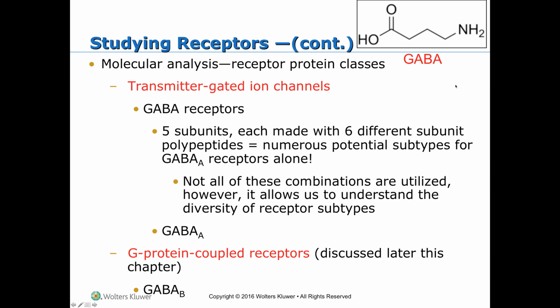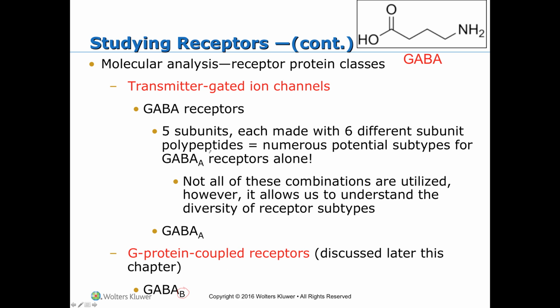Looking at the molecular analysis for receptor protein classes, we can identify receptors as being transmitter-gated ion channels or as G-protein coupled receptors. And some neurotransmitters can have both. Some can act on ionotropic receptors, and some can work on G-protein coupled receptors. One instance is GABA, or gamma-aminobutyric acid, which is the major inhibitory neurotransmitter in the nervous system. It has a subclass of transmitter-gated ion channels known as GABA-A receptors, and then G-protein coupled receptors, GABA-B.